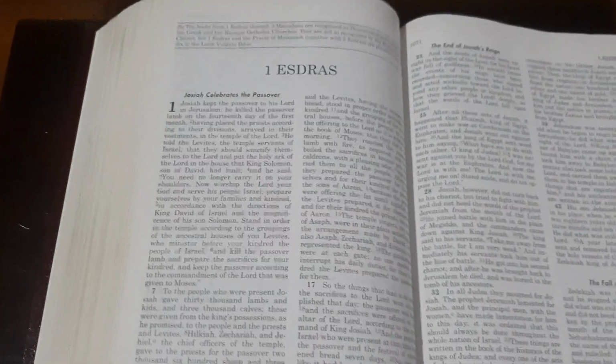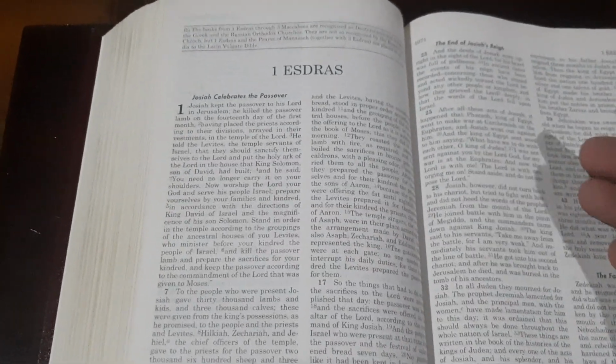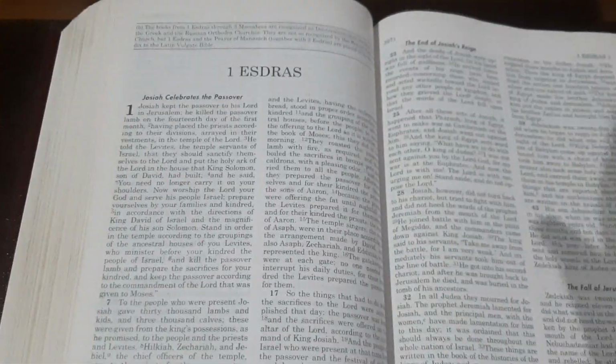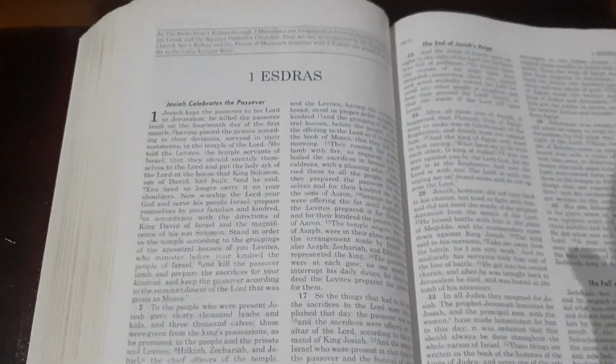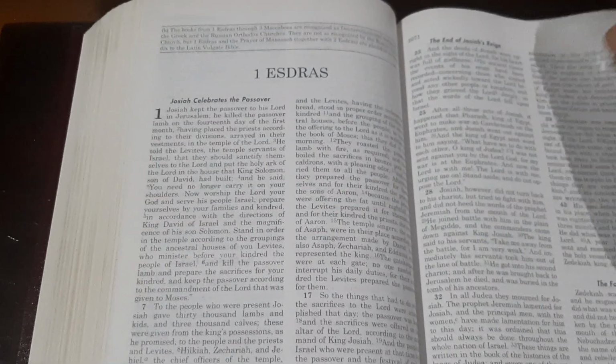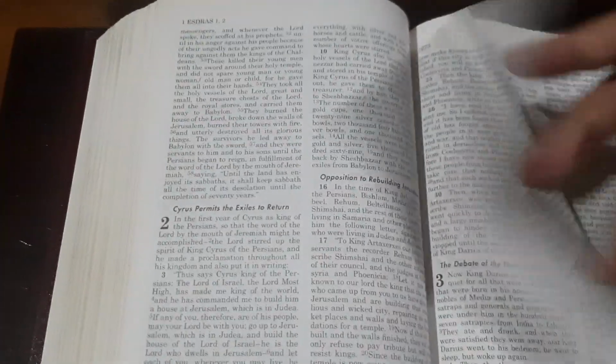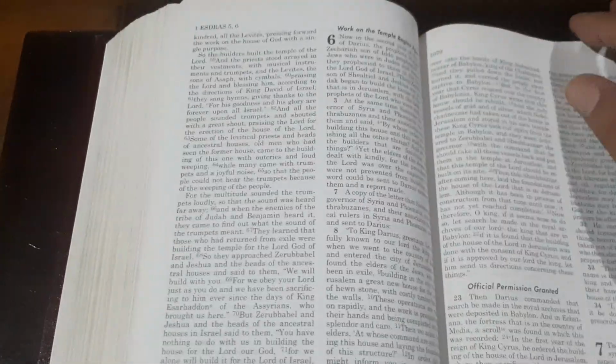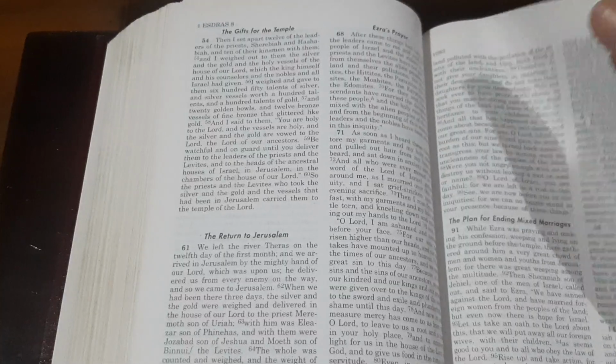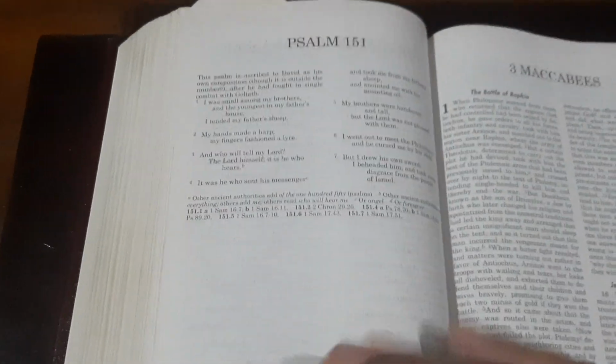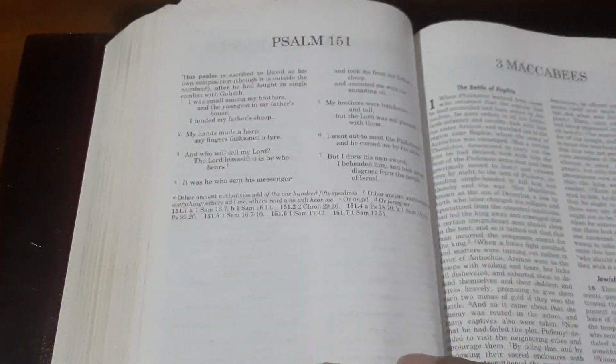Joel, if you're listening in, I hope you can answer the question. Is First Esdras and these later books in your Bible? Because I'd be very curious to know. So this is First Esdras. Oh, I got a little bit ahead of myself there.